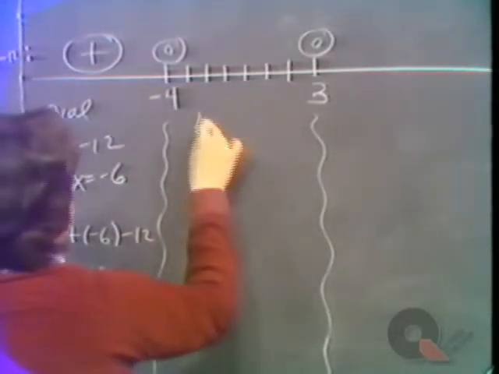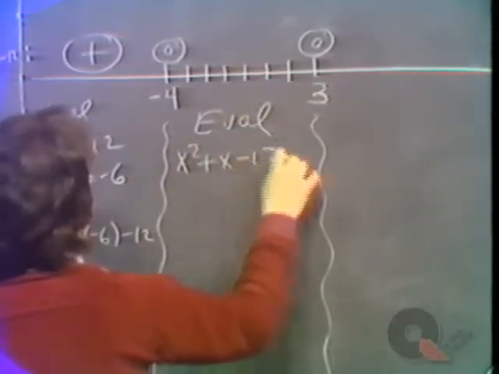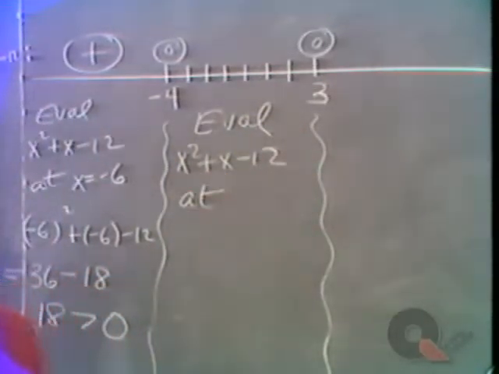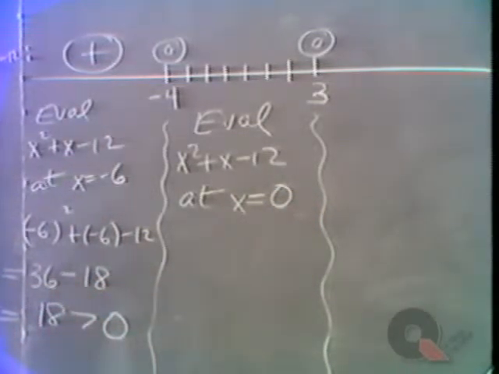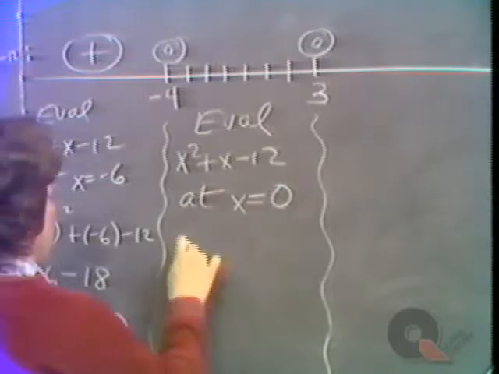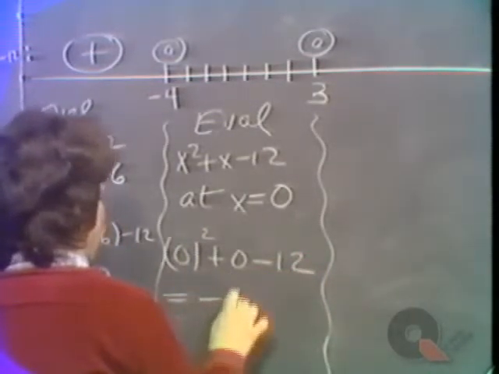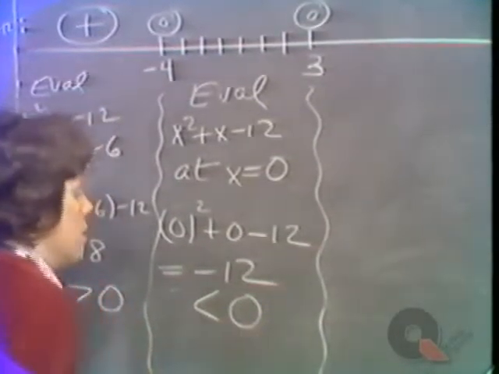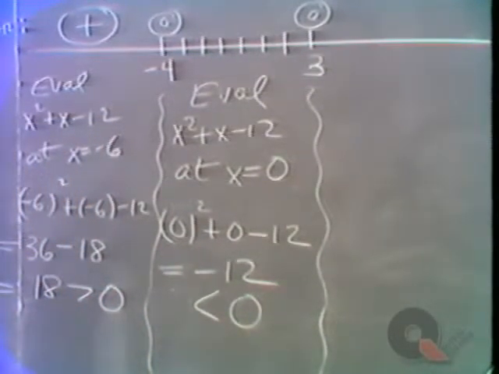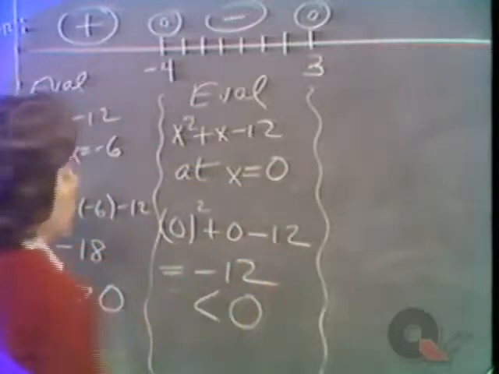We now evaluate x squared plus x minus 12 at any value between minus 4 and 3, and of course 0 is a particularly simple one to do it at. We get 0 squared plus 0 minus 12, which is just minus 12. And that, of course, is negative. It's less than 0. So since this expression is negative at a testing value in this interval, it is negative throughout the interval.